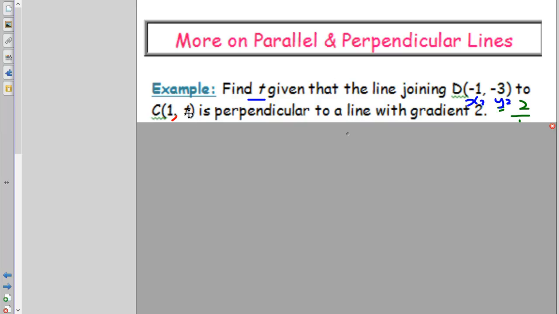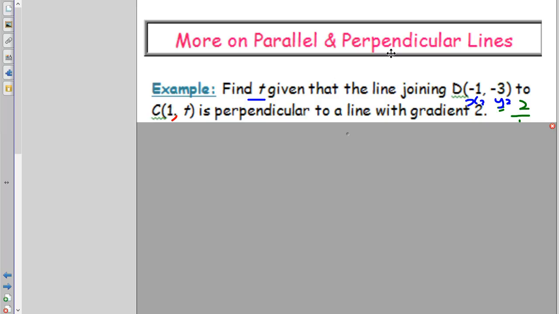And remember, what do we remember about, first of all, parallel lines? What's special about the gradient of parallel lines from last lesson? Have a think. That's right, they have the same gradient. If they're perpendicular, what's the relationship between the gradients? I think they are the negative reciprocal of one another.